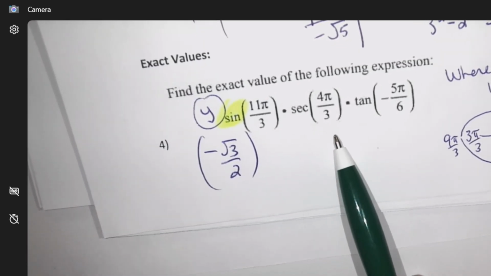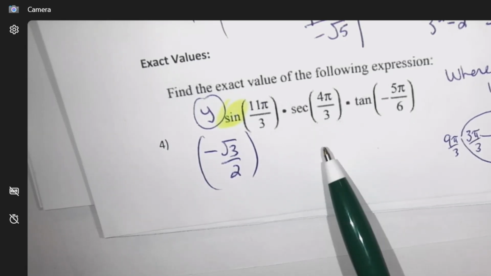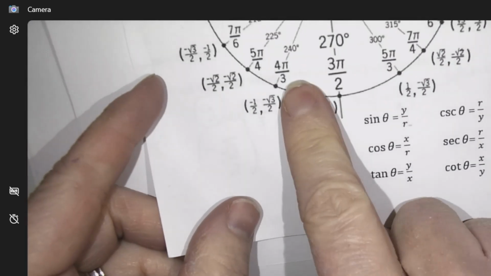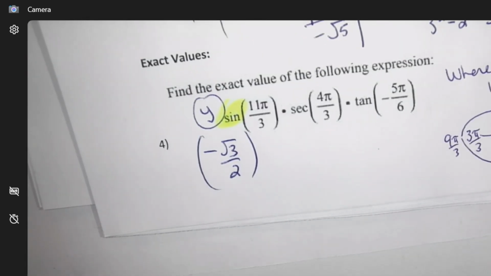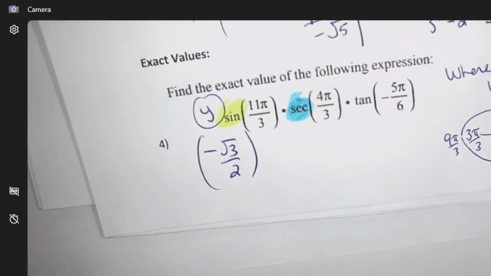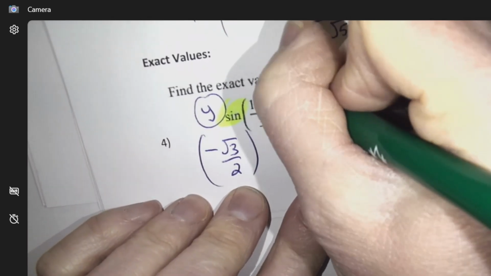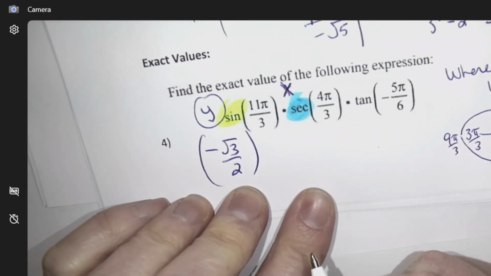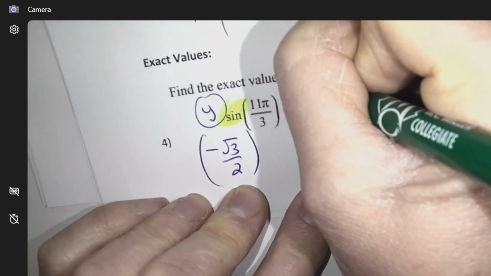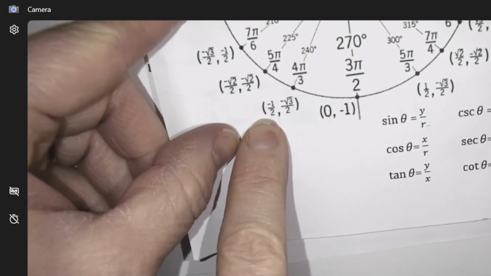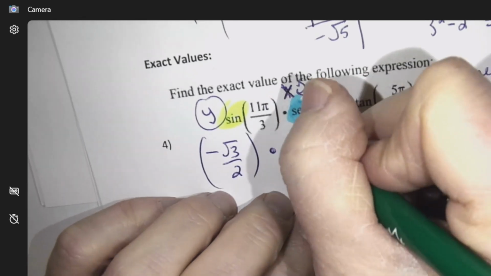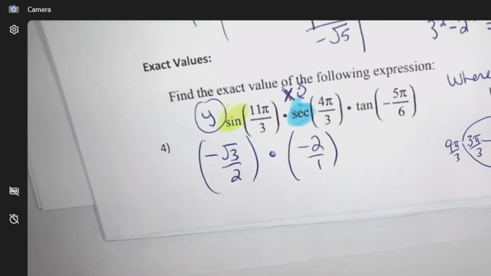Okay, 4 pi over 3, I'm not going to do that because it's just on, right? I already know the where. 4 pi over 3, boom, I got my where. What is the secant all about? Cos flipping. So what am I going to do? I'm going to take my x value. Cos is x value. And what am I going to do with that x value? Flip it. So here we go. 4 pi over 3. X value, which was negative a half. So now it's going to be negative 2.